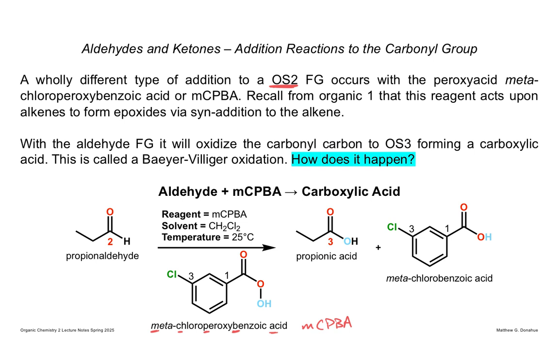So now we have a different type of double bond. We have a carbonyl group. And as you can see, this light blue oxygen ends up there. This light blue hydrogen ends up there. So the aldehyde we're starting with, propionaldehyde, oxidation state 2. The carbonyl carbon gets oxidized to 3, and now we formed a carboxylic acid.